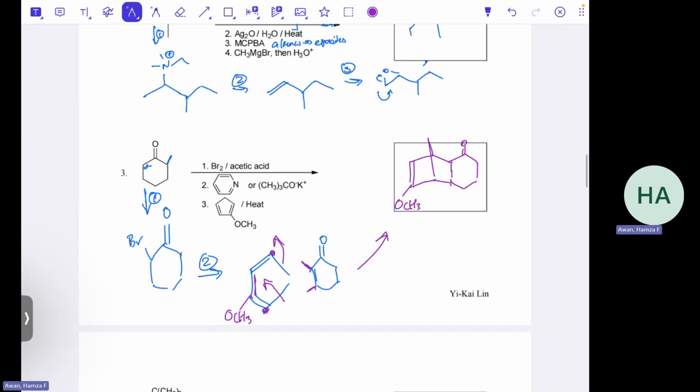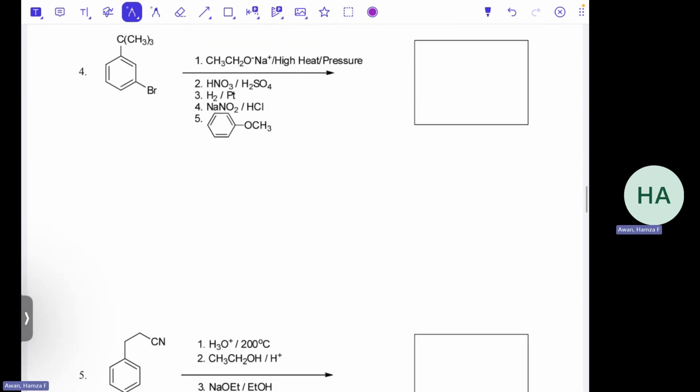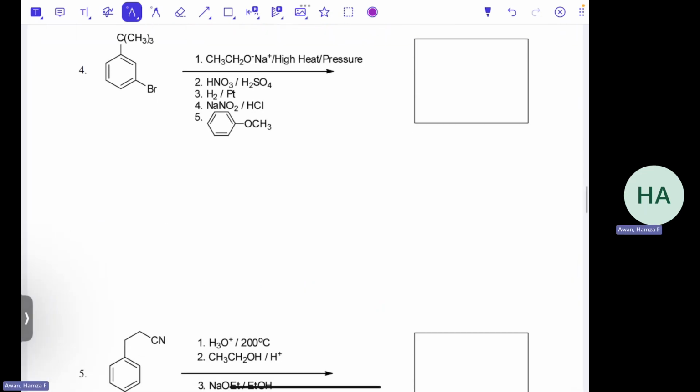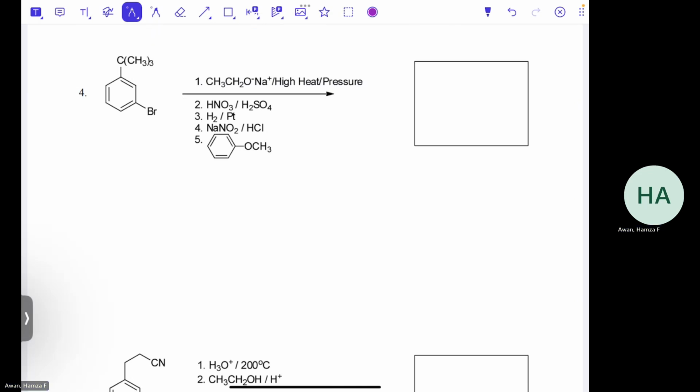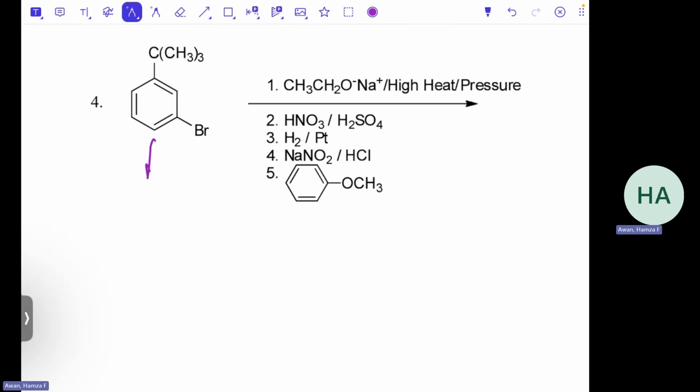Okay, moving on. So this third reaction is an NAS reaction. In this one, this OCH2CH3 with high heat and pressure is going to be almost like an SN2. It's a nucleophilic aromatic substitution, so this is NAS.